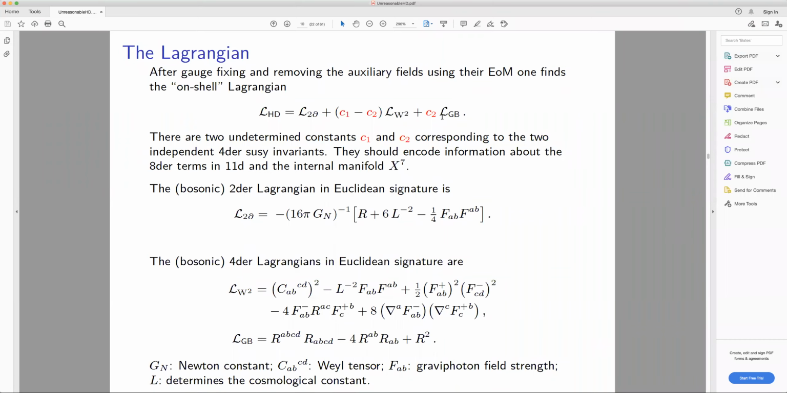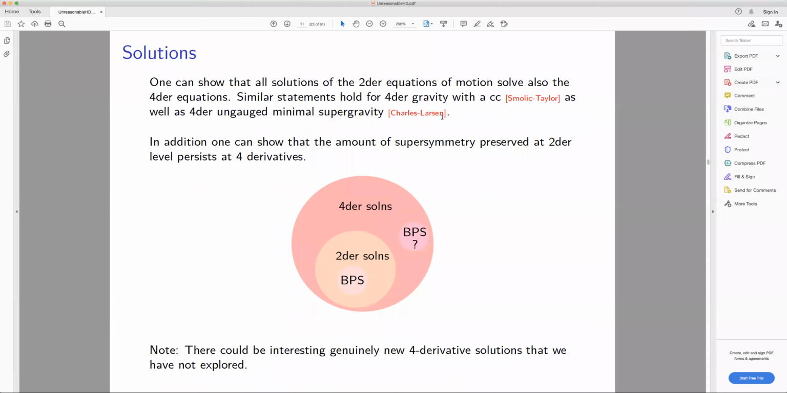Ajay, I have a question, sorry. Yes. So does this just happen? I mean, this fact that the solutions of the second order equations of motion also solve the fourth order. Is it an observation, or is there, how to say, a more sophisticated understanding?